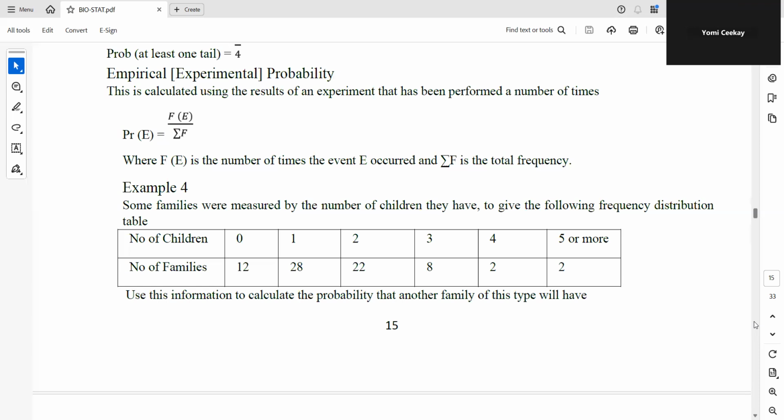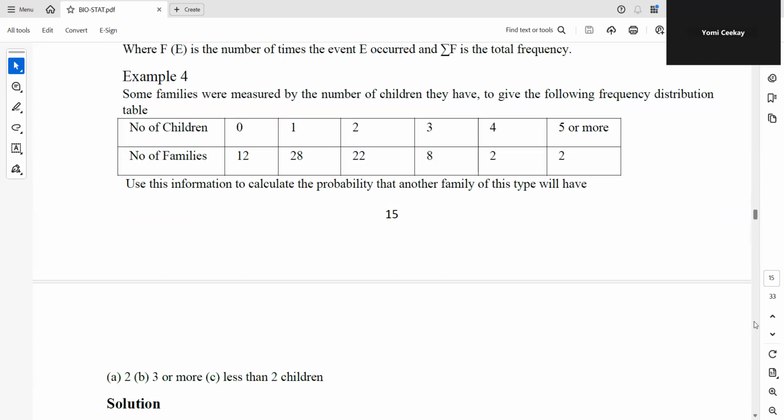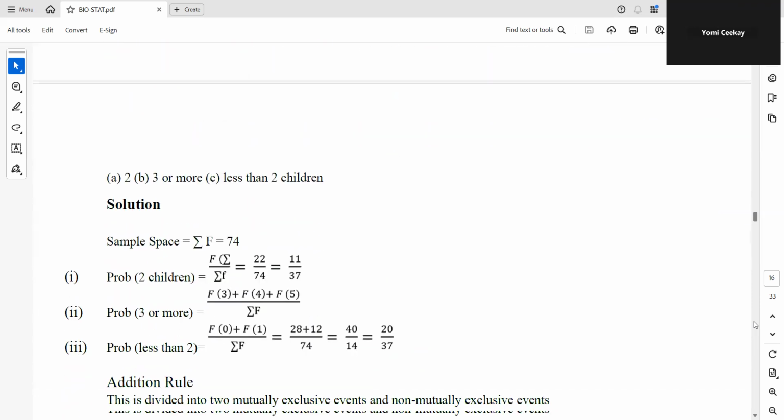all over... that is what we are saying here, that empirical probability is the summation of E over the summation of F. You see that in the note. Let's move on.